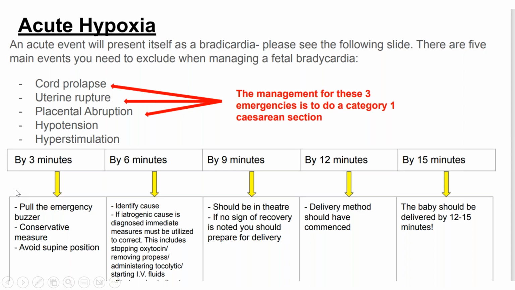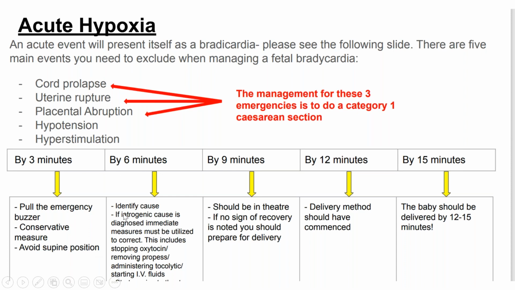In case of acute bradycardia, always think about the rule of 3. Rule of 3 means that if you see it persists for 3 minutes, you can pull the emergency buzzer, which means you call for help. You can do the conservative measures, like changing the position of the mother, giving her some fluid, and stopping the syntocinon. That is done within 3 minutes.